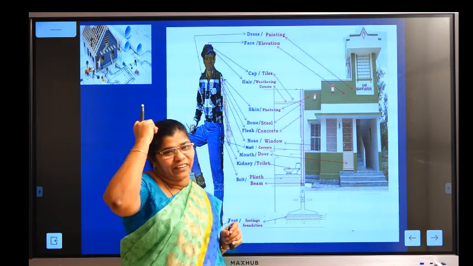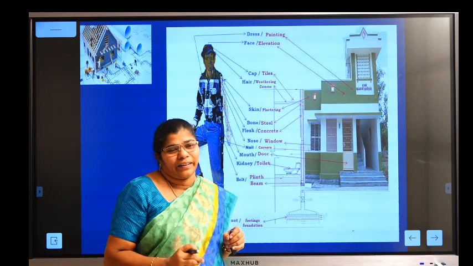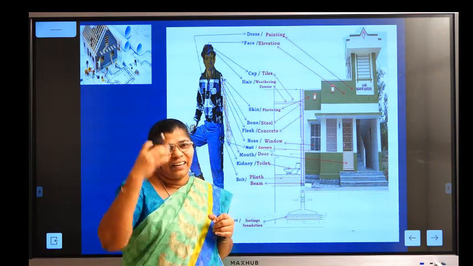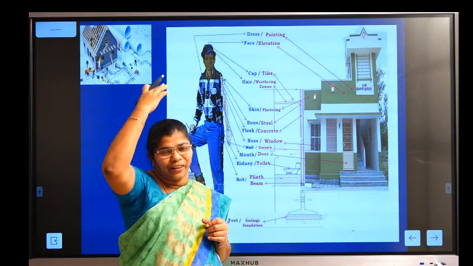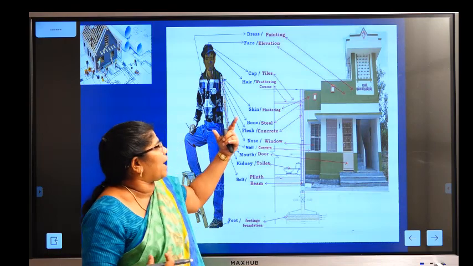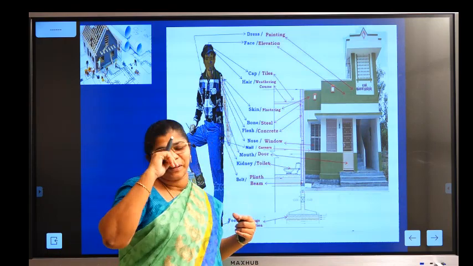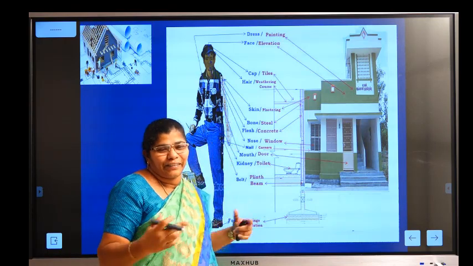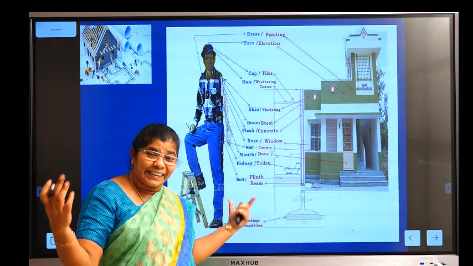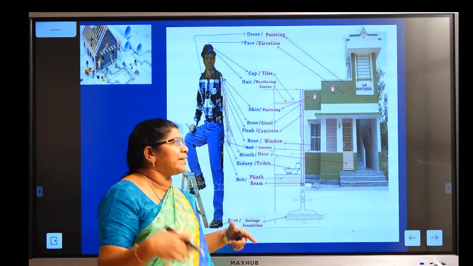Then the hair, I am comparing with the weathering course, right? Weathering course, as the name goes, protects it from the weather. Hair protects everything that is falling on, not affecting our body. So that I am comparing, and the cap with the tiles. So the cap is for the beauty. Different color tiles, different types of tiles, marble tiles, granite tiles, Italian tiles, whatever it may be, that you can show it here.